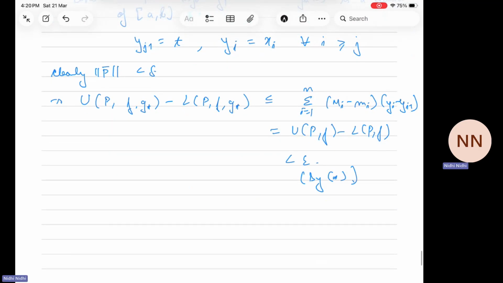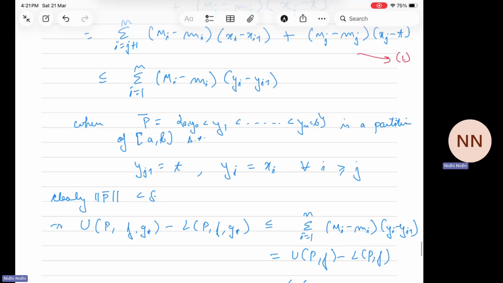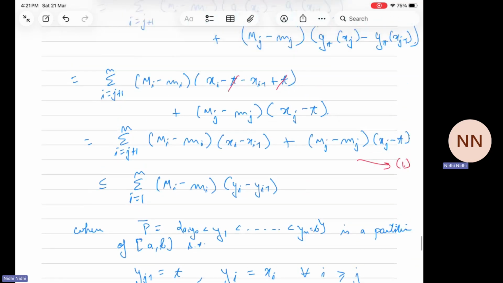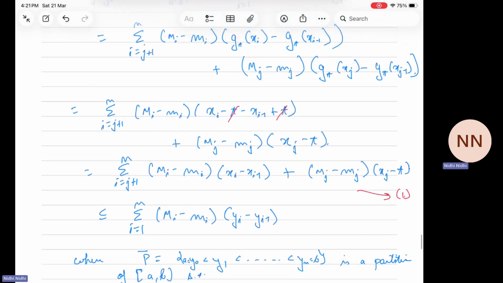star. That means this integral from a to b of f(x) dg(x) is fine. Or we can say that f is Riemann-Stieltjes integrable. In fact, now let's look at what is the value of the integral? The integral is actually the infimum of U(P, f), which is equal to the supremum of L(P, f).